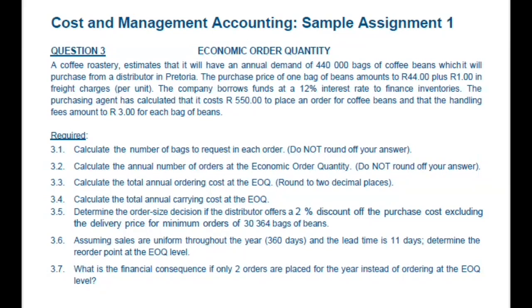Then determine the order size decision if the distributor offers a 2% discount of the purchase cost, excluding the delivery price, for minimum orders of 30,364 bags of beans, and assuming sales are uniform throughout the year. And now we are working with 360 days, and the lead time is 11 days. Determine the reorder point at the economic order quantity level. And then lastly, what is the financial consequence if only 2 orders are placed for the year instead of ordering at the economic order quantity level? Good. Let's go have a look at it.